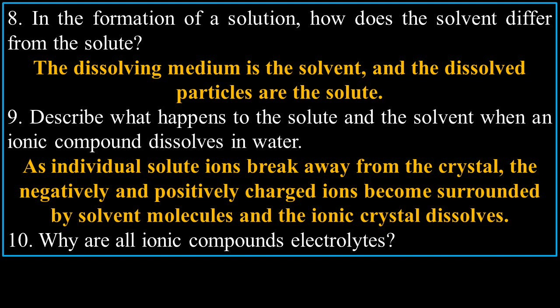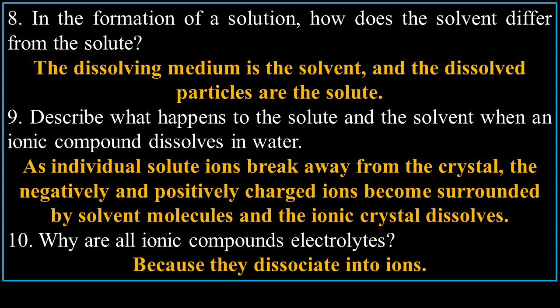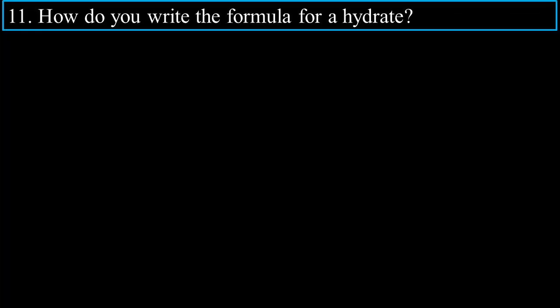Why are all ionic compounds electrolytes? Well, I'm not sure that's altogether true, but they do conduct electricity to one extent or another. Some do it better because they dissociate into ions, but not all of them dissociate into ions. Some of them do very poorly at dissociation, like mercury 2 chloride or barium phosphate, barium sulfate.